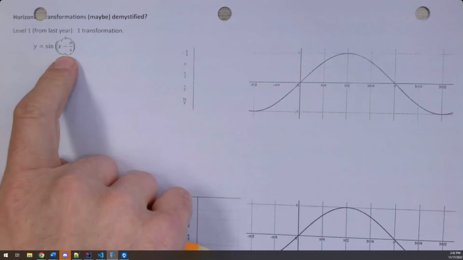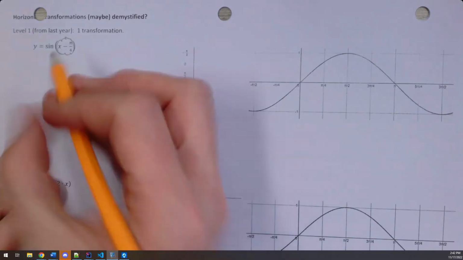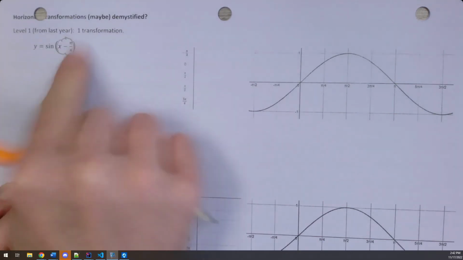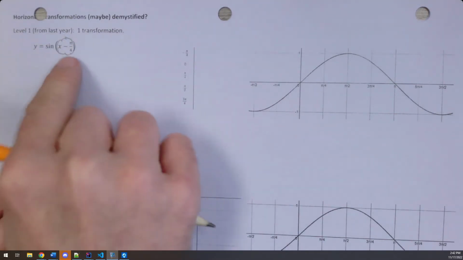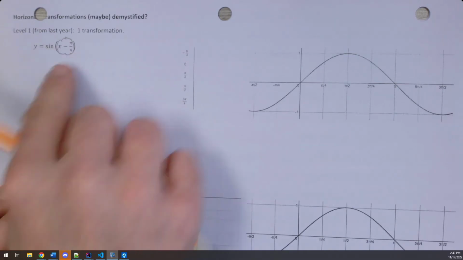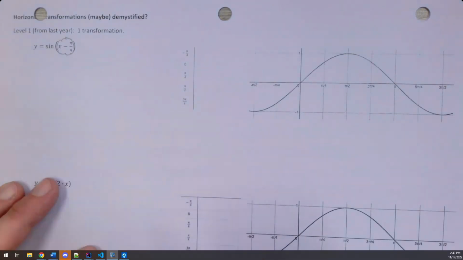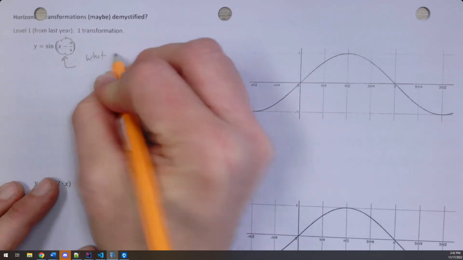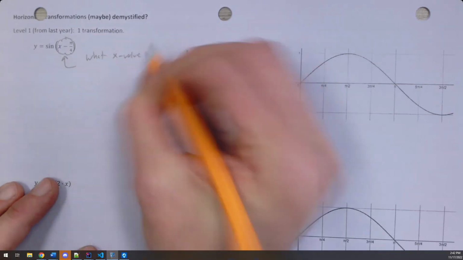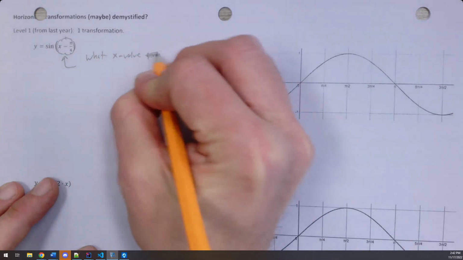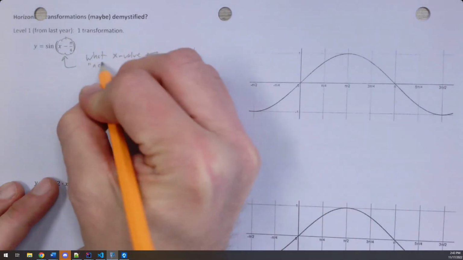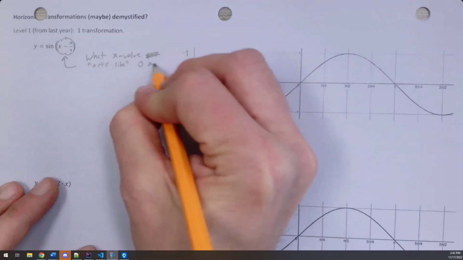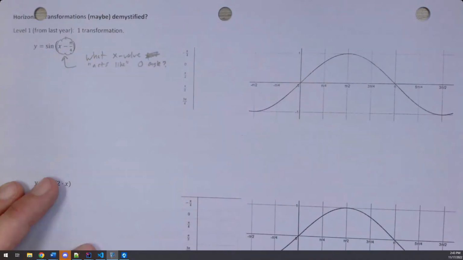I've drawn this bubble, and you can draw a bubble also. If I plug in an x value, you're going to calculate a new number by doing what it says in the bubble. And the number that you end up with, that's the angle, right? So we could ask, let's think about it this way. What x value acts like the 0 angle for the original sine function?